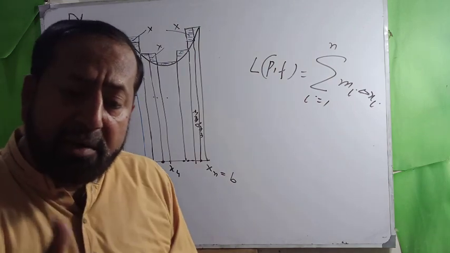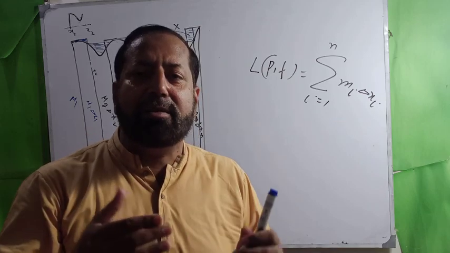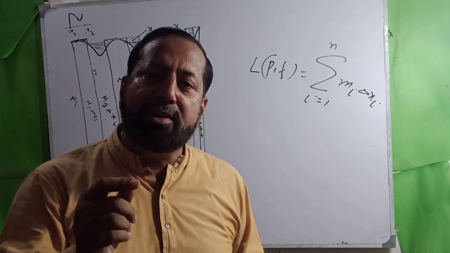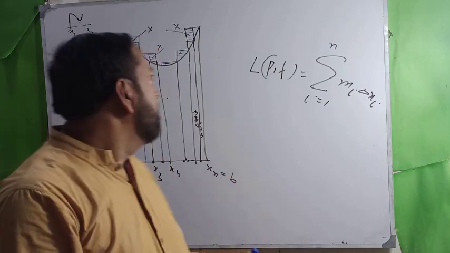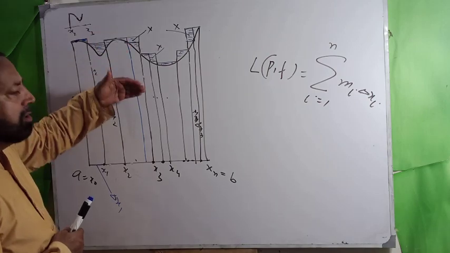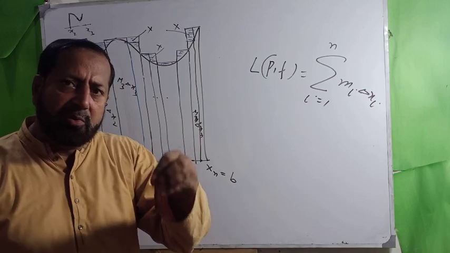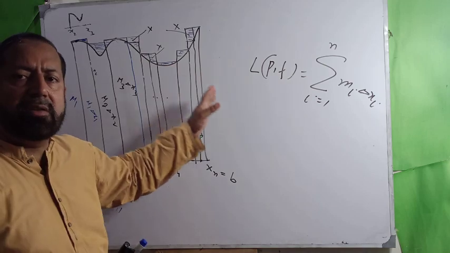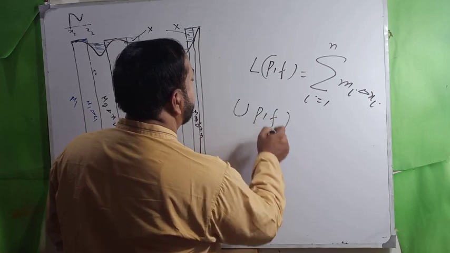So you have seen that by refining your partition, if you are adding more points in your partition, you are getting a better area. I mean, you are losing less additional area after every increment. So in this way, you continue by adding the points. Of course, you are getting closer and closer. But the idea is that the sum of these areas of rectangles would be termed as UPF.